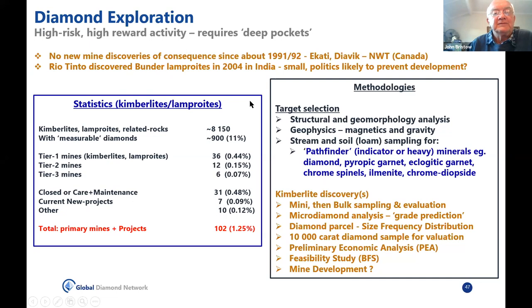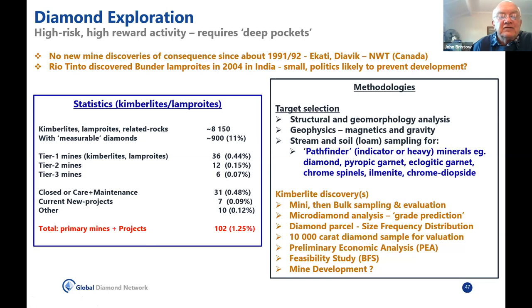The other point in terms of statistics or success of diamond exploration is that it really is a case of high risk, high reward. A top quality diamond mine can be an absolute real breadwinner or jewel box, but it requires deep pockets typically to get there. So if we look at the statistics that exist, we have about 8,000-odd known kimberlites, lamproites, and what we call related rocks. The percentage of those rocks which have measurable diamonds: if we took a big sample, threw it in acid like hydrofluoric acid, or put it through a processing plant, we get about 900 of those primary rocks which actually yield some diamonds. But down below, you'll see there the total primary mines and projects have only been about 102. It might be 105 or 110, but it's still very small.